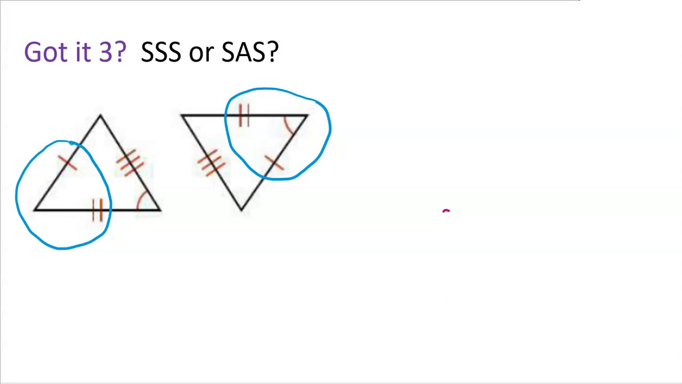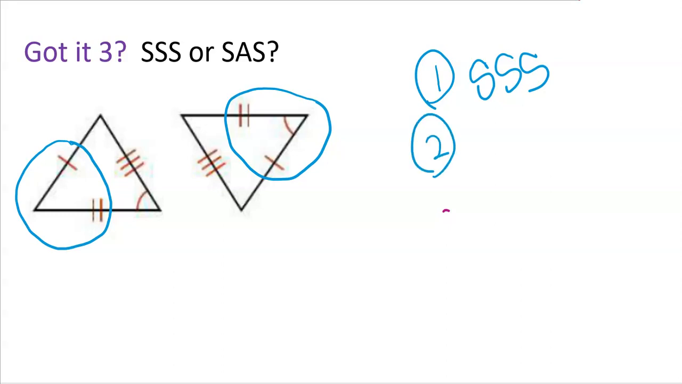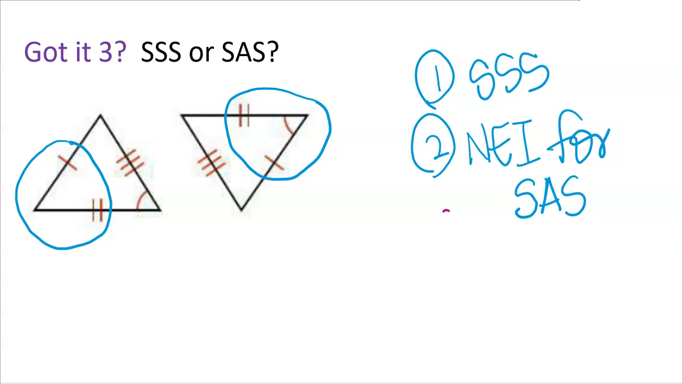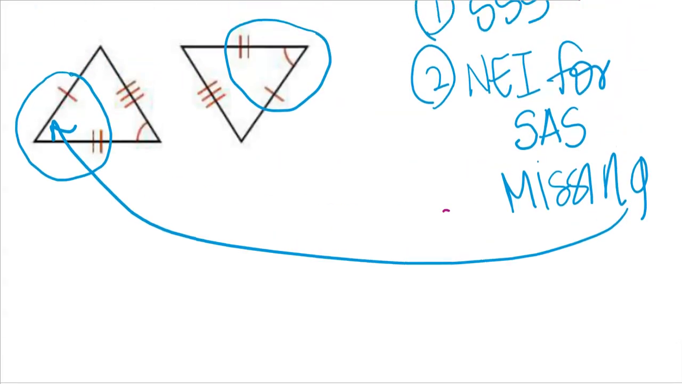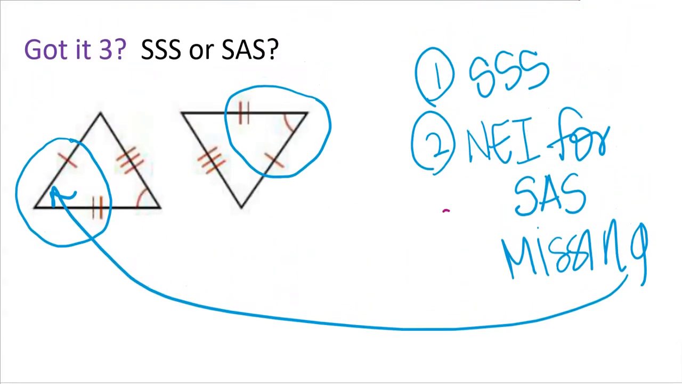Okay, so I'm going to do this one in a couple different ways. Let's see if we can rotate it to be the same, though. If we rotate it counterclockwise, it looks like side, side, side. I'll go not enough information for side, angle, side. Missing that angle right there. And you could draw a picture of it and show it that way. So I would say this one has to be side, side, side. Yep, if you rotate it around, it would look okay.